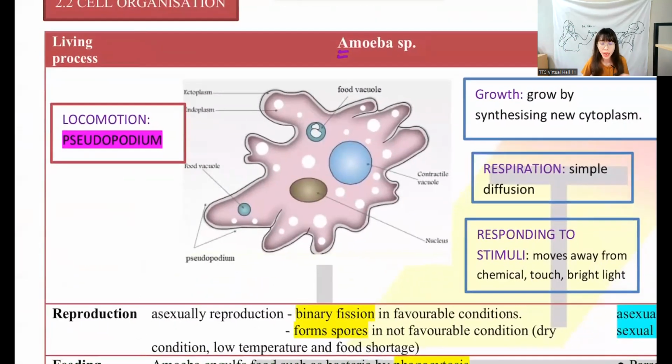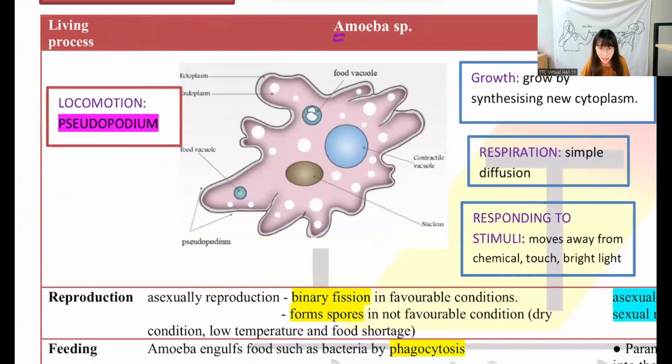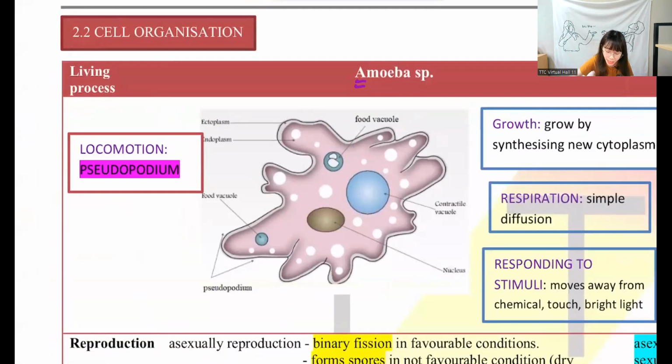What is the difference between Amoeba and Paramecium species? Amoeba species have the outermost layer. The outer layer is called endoplasm and ectoplasm, but we don't have to know ecto and endoplasm. Generally, the membrane, we label as plasma membrane. Generally, just call it plasma membrane. Don't have to write ectoplasm or endoplasm.